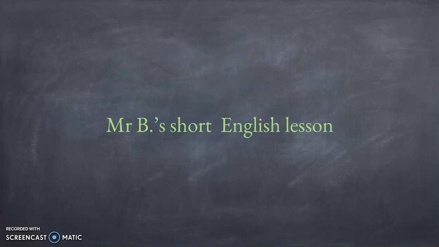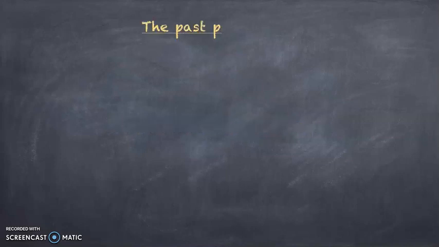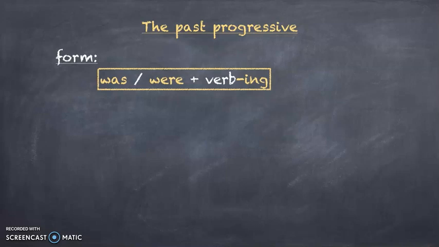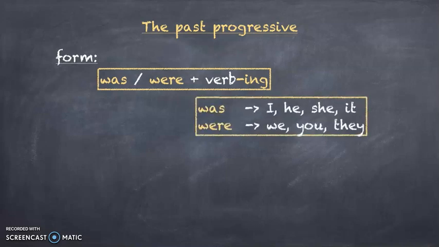Today we talk about the past progressive. The form of the past progressive is a form of be in the past, which is was or were, and a verb with an ing ending.